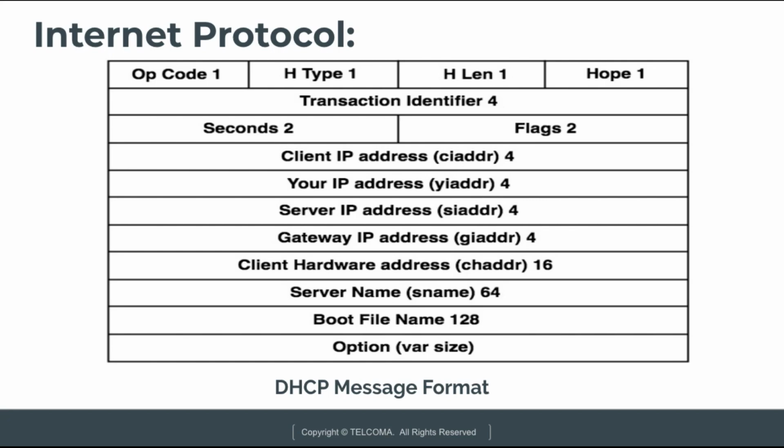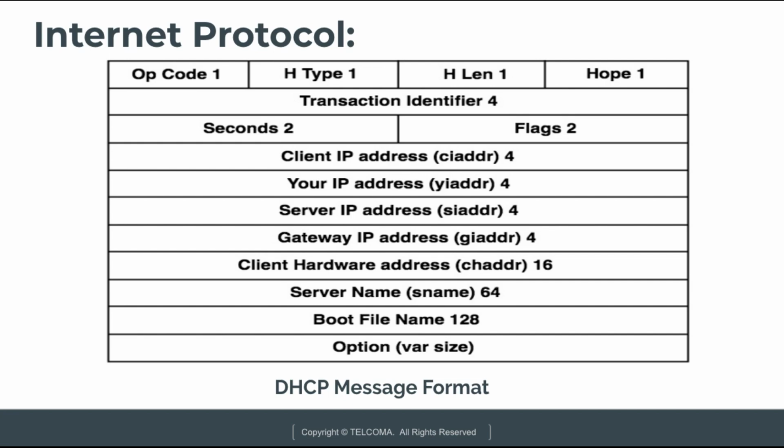Next is the transaction identifier. The transaction identifier is a random number chosen by the client, and it is used by the client and server to associate the request message with its response. Next is the seconds field, which holds the seconds passed since the client began the request process. This field is also filled by the client.